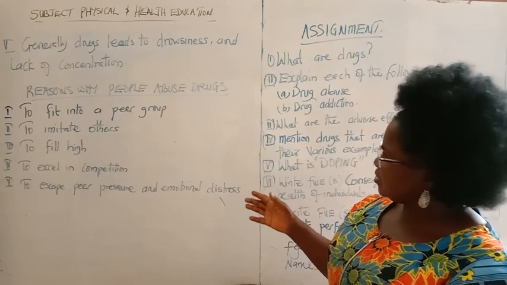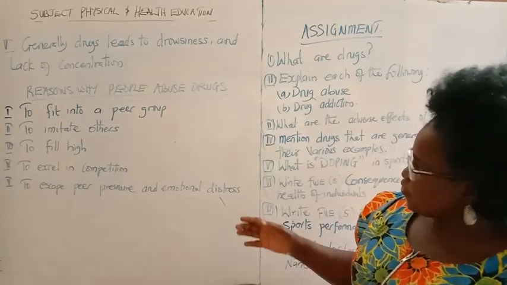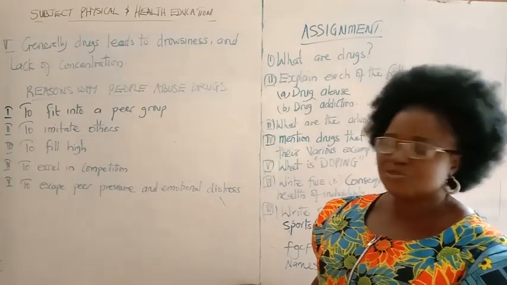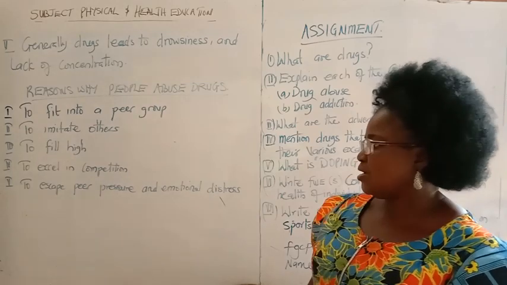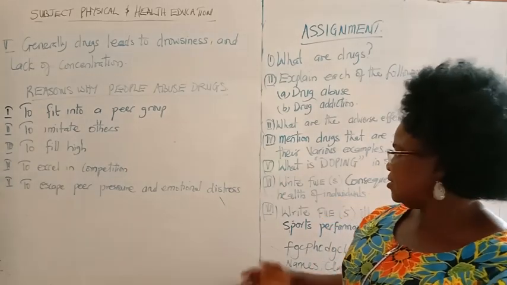Now we go on straight to reasons why people abuse drugs. Number 1, to fit into a peer group. 2, to imitate others. 3, to feel high. 4, to excel in competition. And 5, to escape peer pressure and emotional distress.